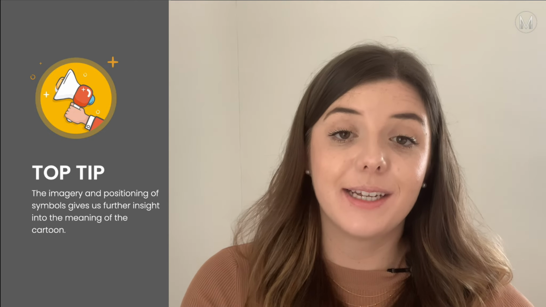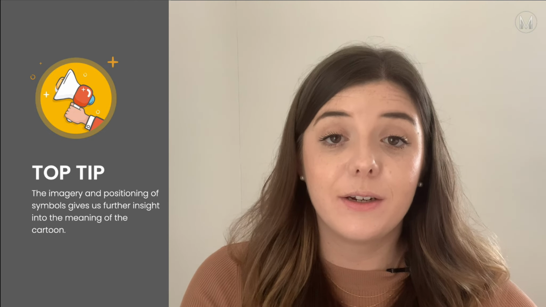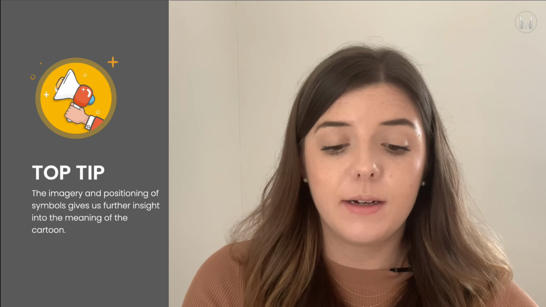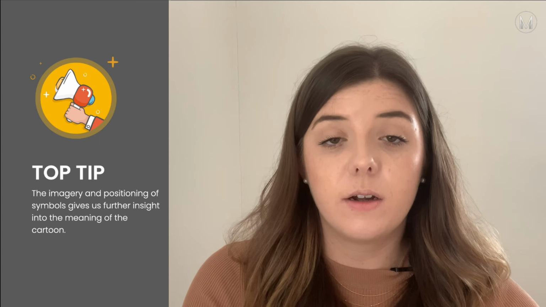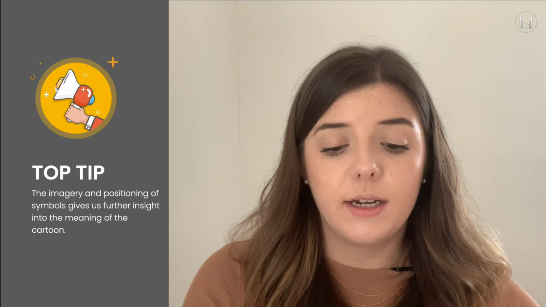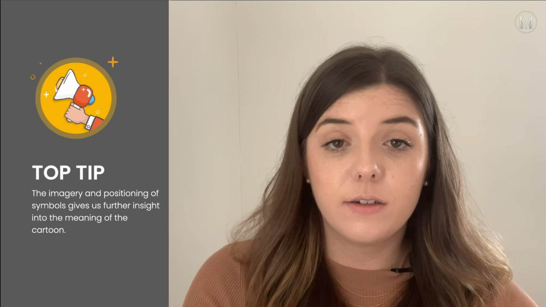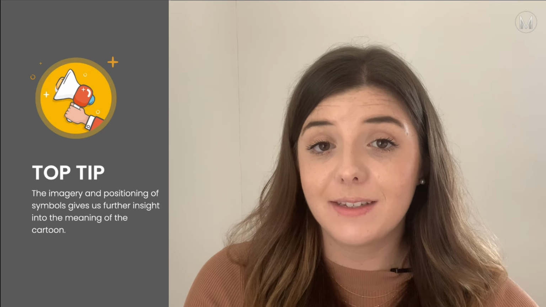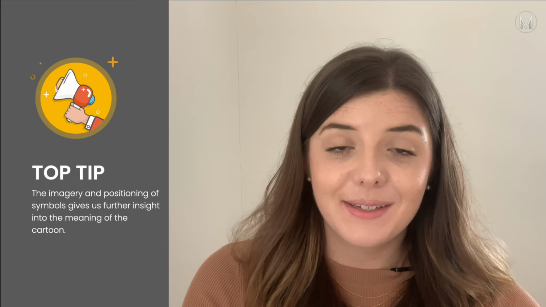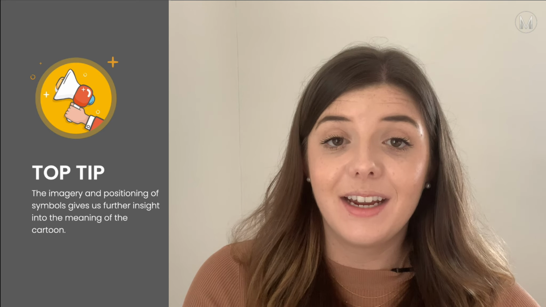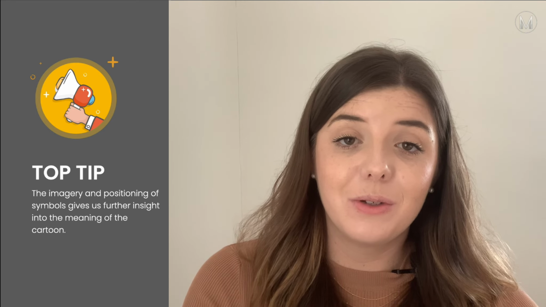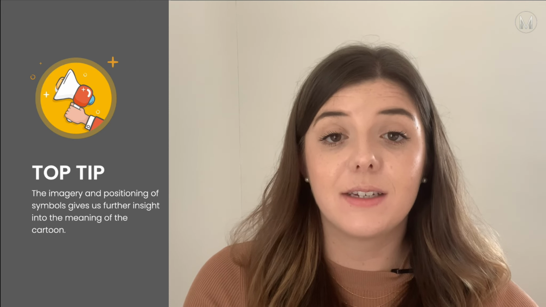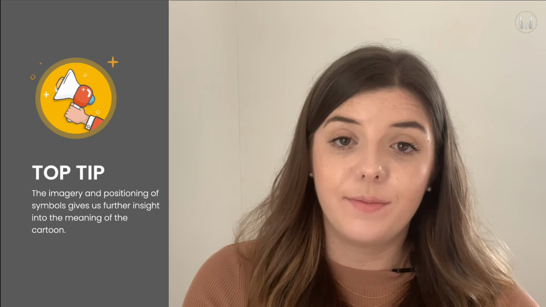Time for another GAMSAT top tip. The imagery and positioning of symbols gives us further insight into the meaning of the cartoon. The split down the middle with the contrasting imagery suggests a conflict between the two. The only answer option in question 8 that suggested contrast was answer choice A, and that was the correct answer. But also a note on the symbols, make sure not to get carried away. There is an answer option for engineering, and whilst on the left hand side there is a hammer and some tools, this was not to suggest that she wanted to go into engineering. This was just to suggest modernity and the practicality of the modern day.